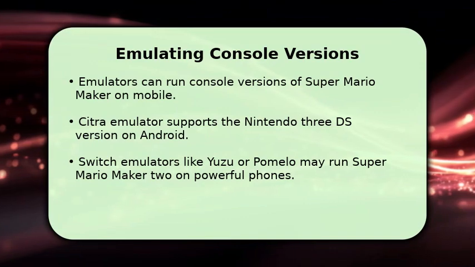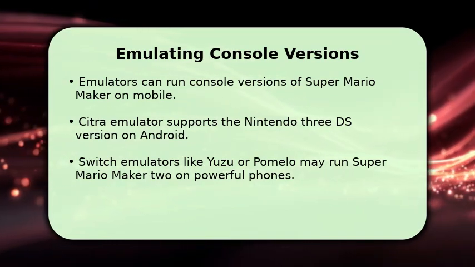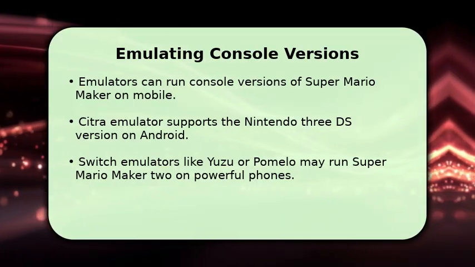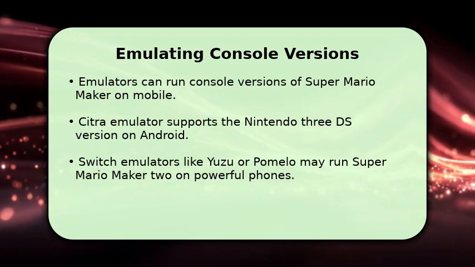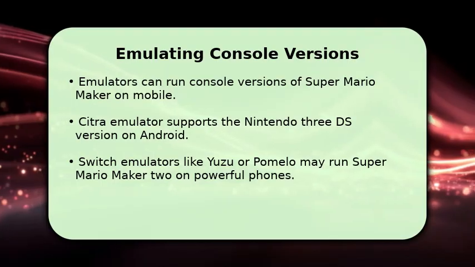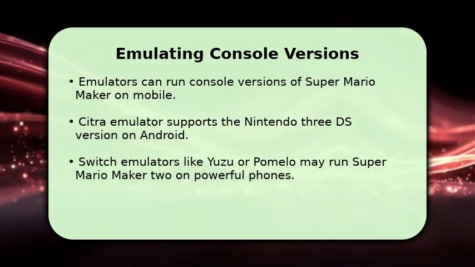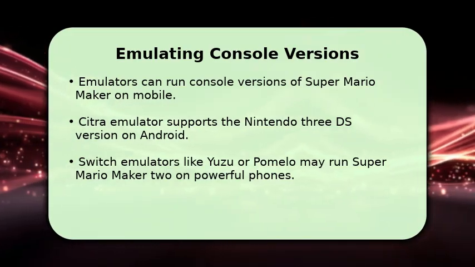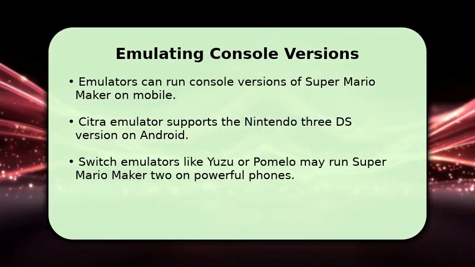Another method involves using emulators to play the original console games on your mobile device. For instance, the Citra emulator can run the Nintendo 3DS version of Super Mario Maker on many Android phones. More powerful devices might even handle Nintendo Switch emulators, such as Yuzu or Pomelo, to play Super Mario Maker 2. Keep in mind that performance can vary greatly depending on your phone's specifications and the emulator's optimization, so results may not always be perfect.